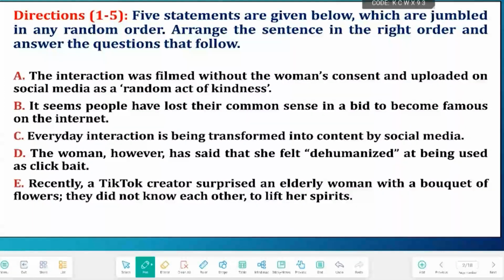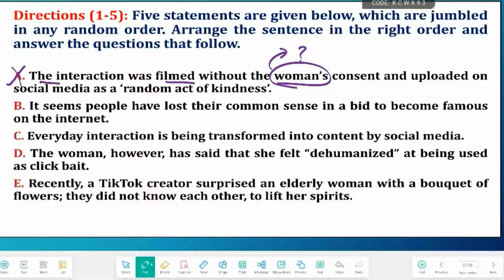Okay, so let's solve this parajumble now. So statement A, क्या कह रहा है statement A? The interaction was filmed without the woman's consent. Without the women's consent, women, which women? We do not know. So we can eliminate this statement. This can't be our first statement.